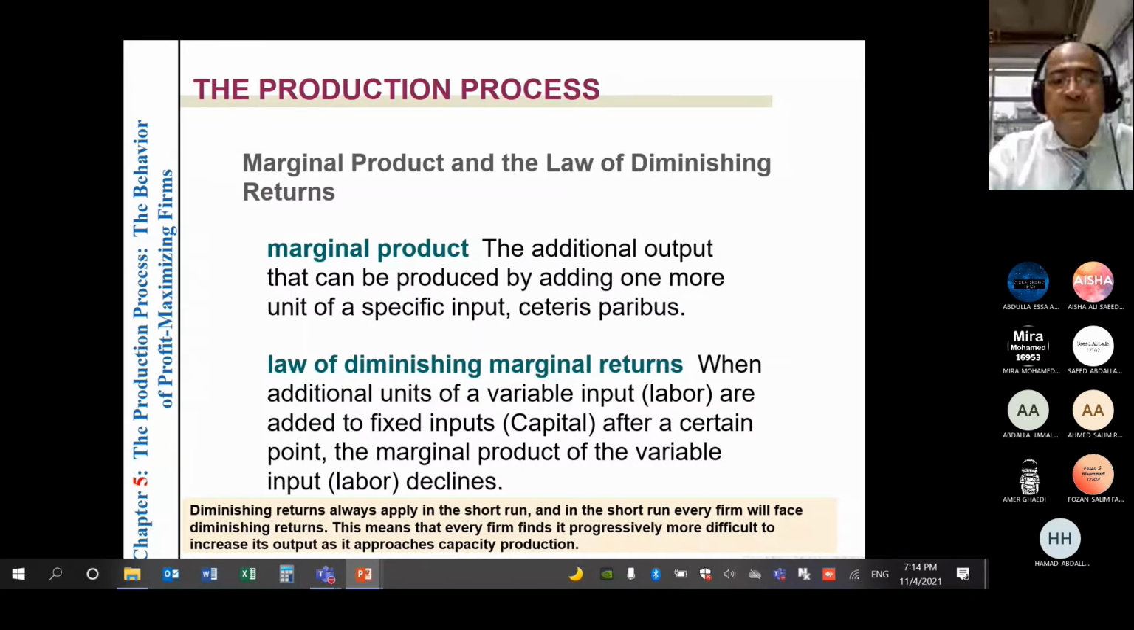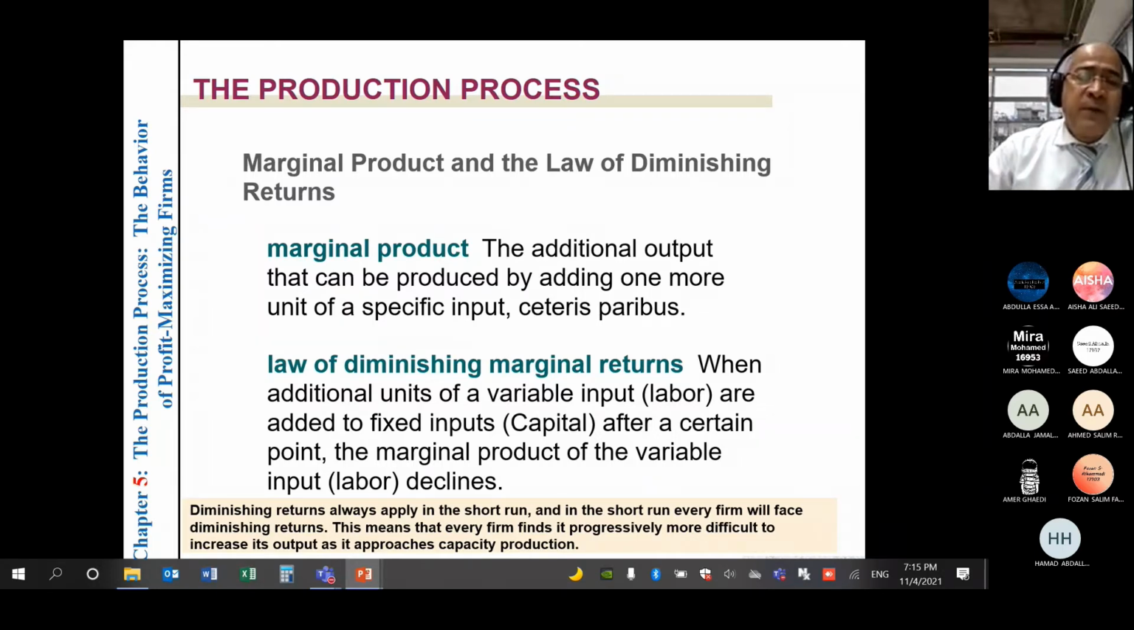Marginal product is the additional output that can be produced by adding one more unit of a specific input, ceteris paribus. Okay, assume that other factors remain constant. What is the marginal product of labor? If Zaid appoints an additional unit of labor, if he decides to appoint a new worker, total product may increase. So what is marginal product? The increase in total product due to an increase in labor by 1 unit.